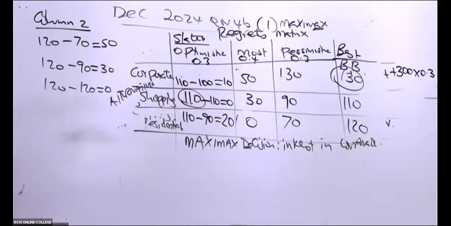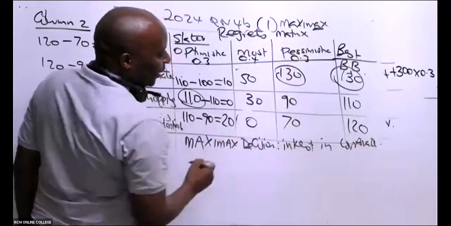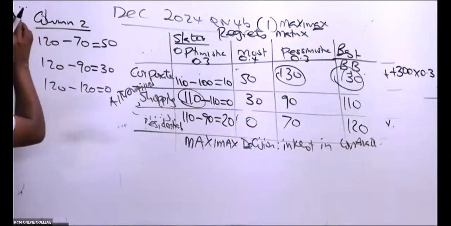So now we go to column number 3. Column number 3, now everybody should be able to get it right. So column number 3, what do we have here, somebody? 130 is the highest, isn't it? So then I'll be able to do a working here for column number 3.